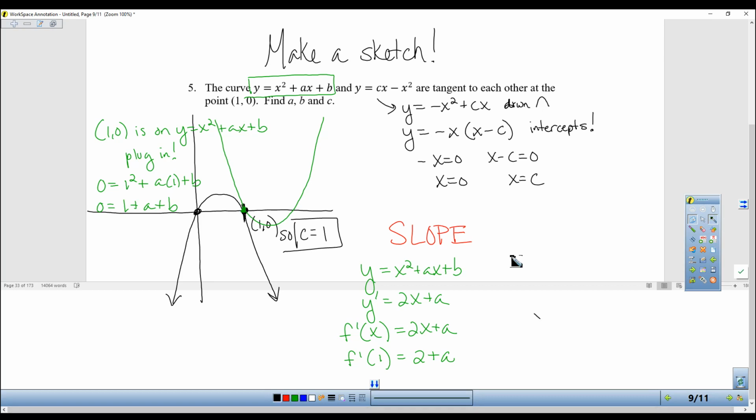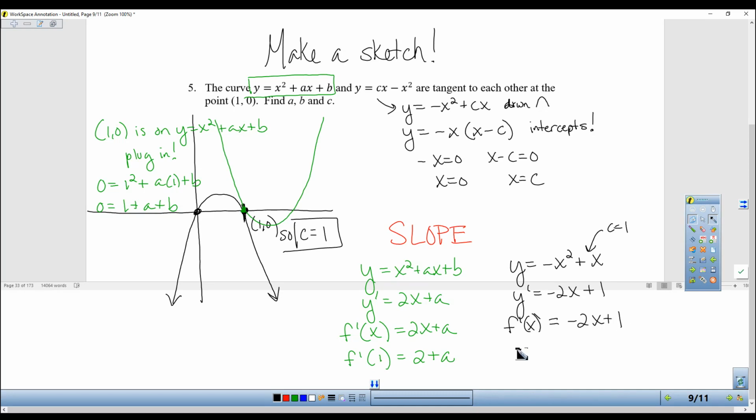Now let's go to my black parabola. Y is equal to negative x squared plus x. Remember, I know that c is equal to 1. I've already found that, so I can use that knowledge. Y prime is negative 2x plus 1. Did it again. That's not a helpful form. I'm trying to show you that sometimes y prime is nice, but sometimes you really need the format f prime of x. That's how it's pronounced, f prime of x.